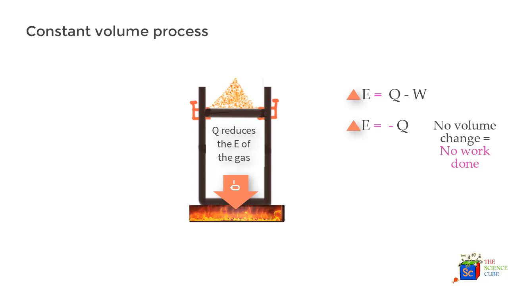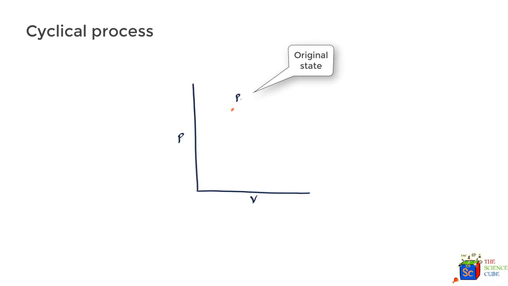Thus, the kinetic energy of the atoms of gas would have gone down, and so the internal energy of the gas would have also gone down. So the next process is a cyclical process where we can do whatever we wish to do with the gas, but in the end bring it back to its original state.